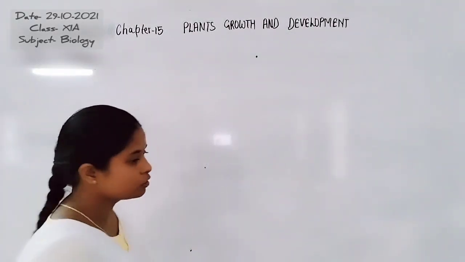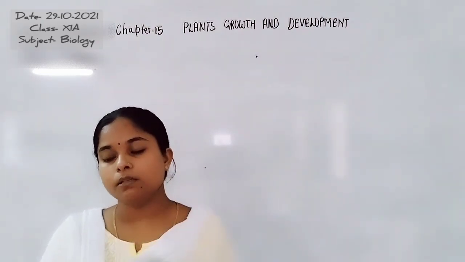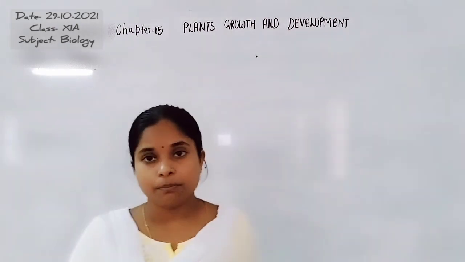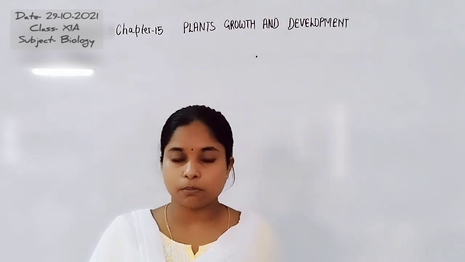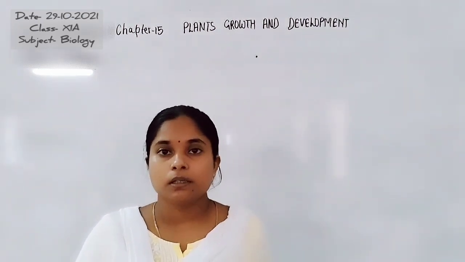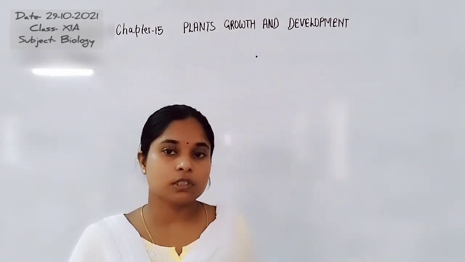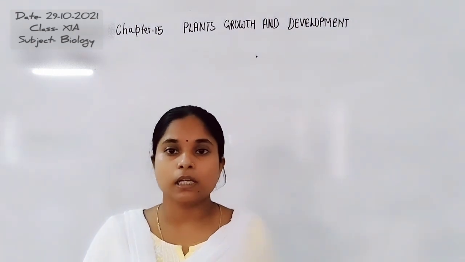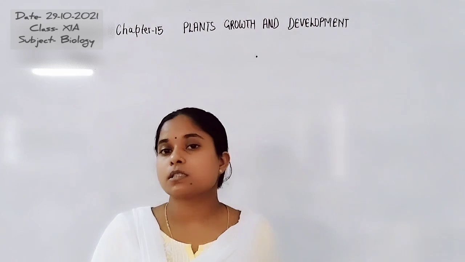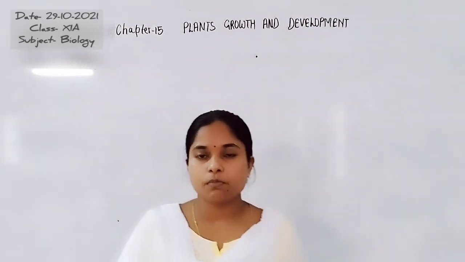In this class, I am going to start with another important topic of the chapter plant growth and development. In the previous class, we discussed the 5 types of plant growth regulators which promote or inhibit plant physiological activity, where auxin, gibberellic acid, and cytokinin always promote the physiological activity of the plant, whereas ethylene and abscisic acid inhibit the physiological activity in the plant or help in various metabolic activities.